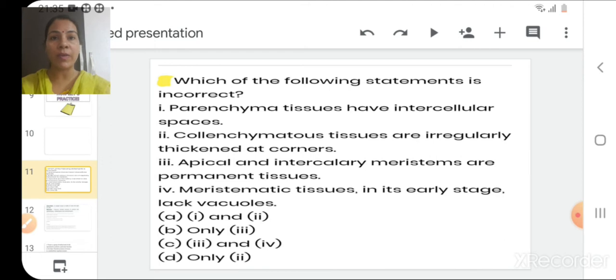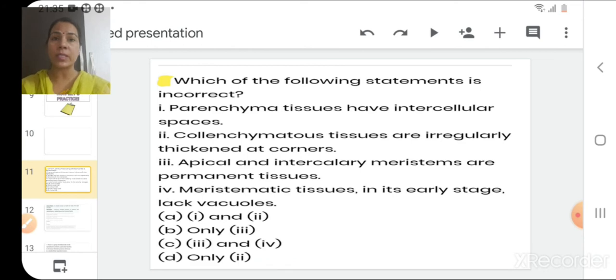And the options given for this are A, that says first and second statements are incorrect, and B, which says that the third statement only is incorrect, and the C option says that the third and fourth statements are incorrect, and the last option says that only the second is incorrect.